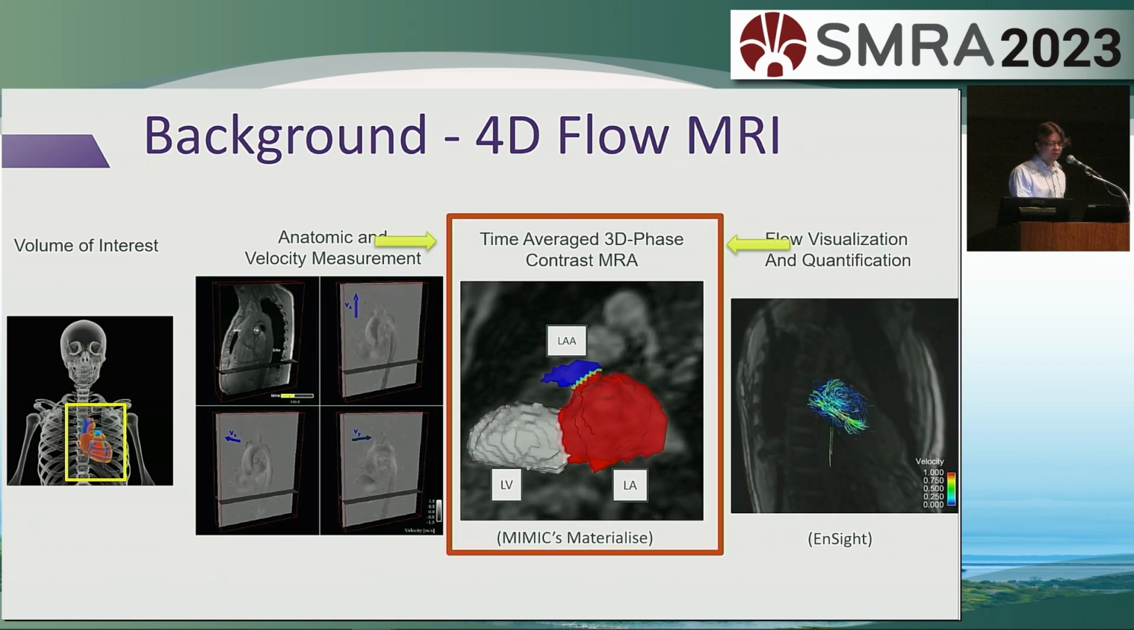However, the giant bottleneck is that this segmentation takes a very long time to do. For an experienced observer, it can take up to 45 minutes to segment the atrium and the appendage. And so we want to be able to do this faster.